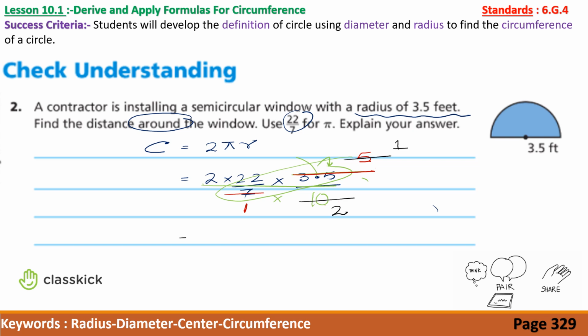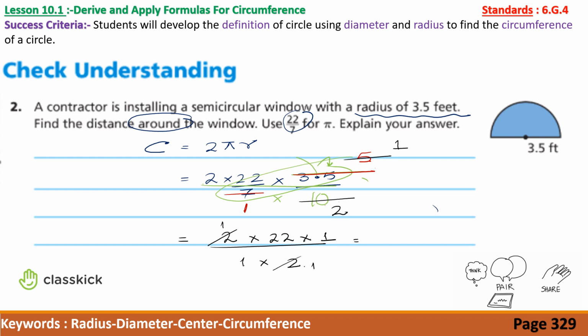Now what is on the top? I have 2 on the top, 22 on the top and 1 on the top. And under it I have 1 and I have 2. Now can you see there is a 2 on the top, there is a 2 at the bottom. So I know 2 times 1 is 2, 2 times 1 is 2, the common thing.